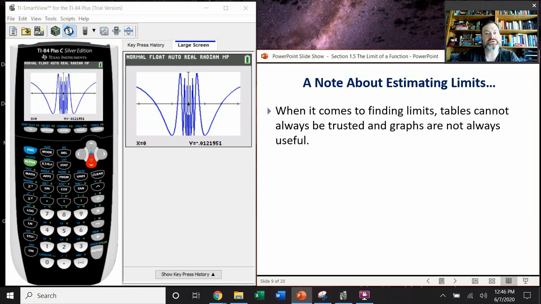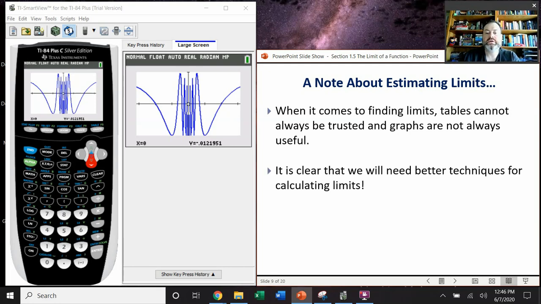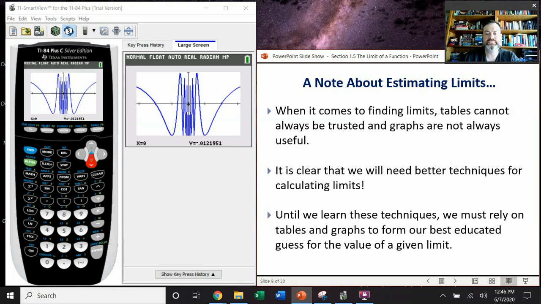So sometimes tables are better, sometimes graphs are better, sometimes the algebra methods that we're going to see in section 1.6, sometimes those are better. So in 1.6, we'll work on better techniques for calculating limits. Not right now, but we'll do it later. Okay? So just for 1.4, 1.5, and what you'll see in 1.7 is they all use sort of similar methods.